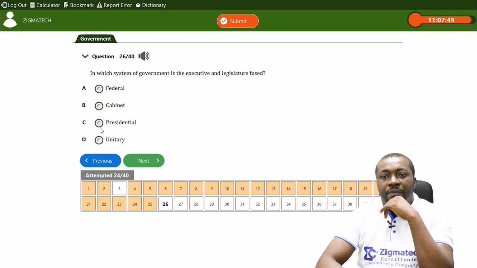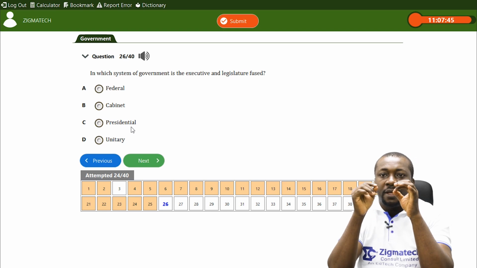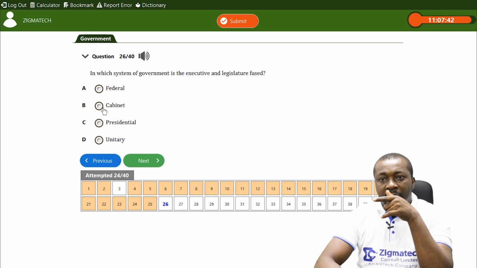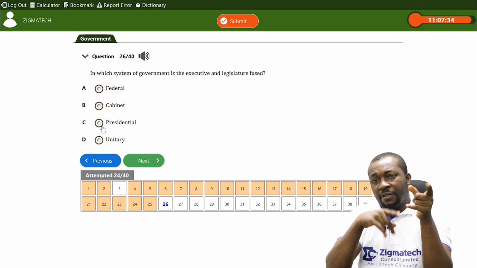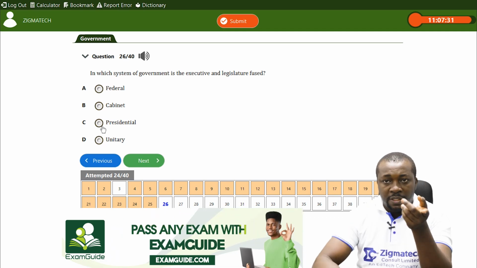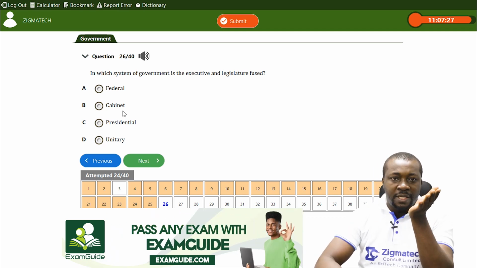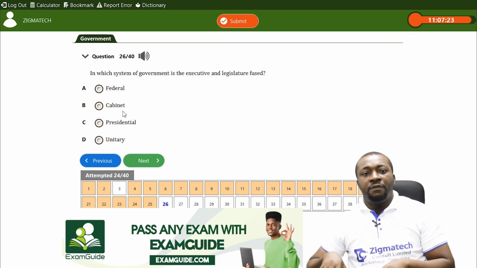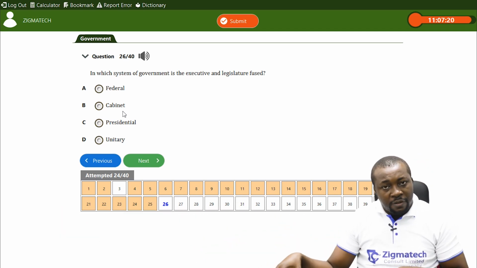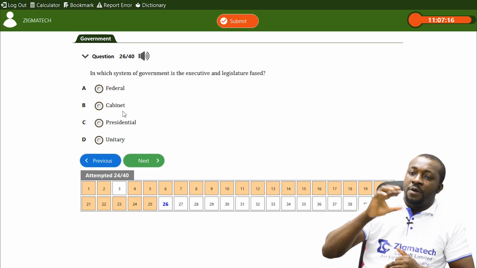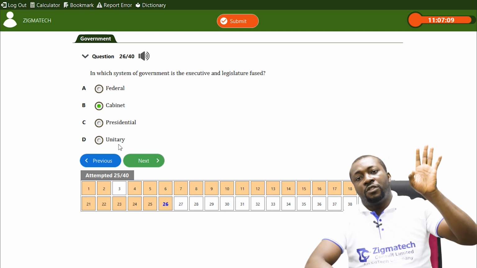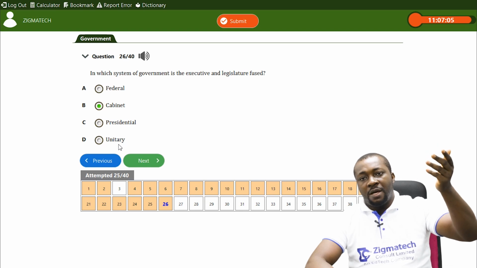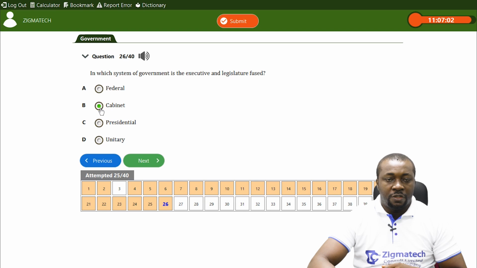C, presidential. Cabinet is where the legislature and the executive are fused because, as I previously explained, members of the legislature are also members of the executive. Remember, another name for cabinet system is parliamentary system of government. This is where members of the executive are also members of the legislature, because members of the executive are derived from the legislature. So it's option B. It's not unitary. Unitary has to do with concentration of powers in the central government, so it has nothing to do with it. So it's cabinet, which is also called a parliamentary system of government.